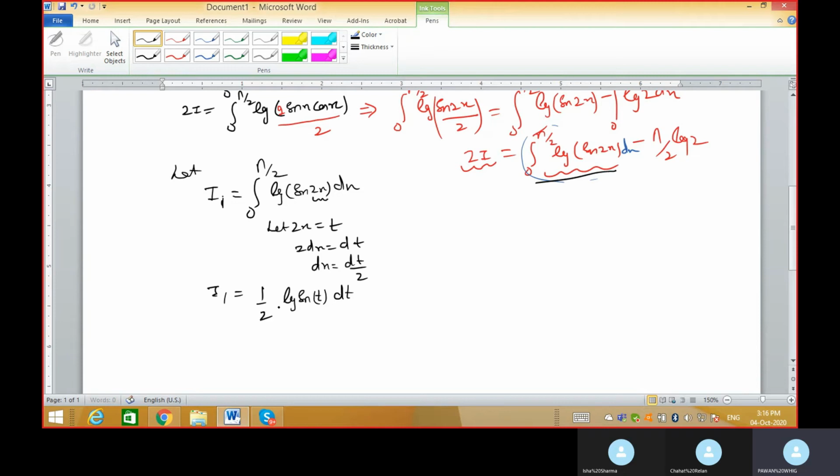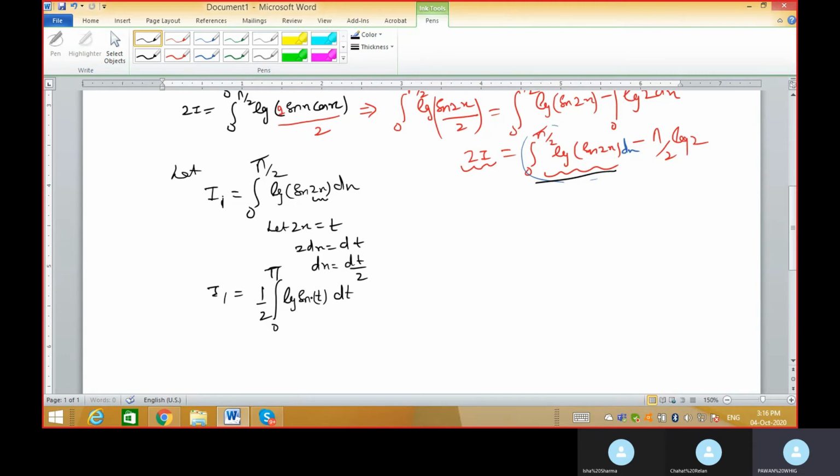I am writing the 2 over here, and the limit is... Now since we substituted, we have to change the limit. So when I put x equal to 0, I will get 0. When I put x equal to pi by 2 for changing the limit, then it is pi.